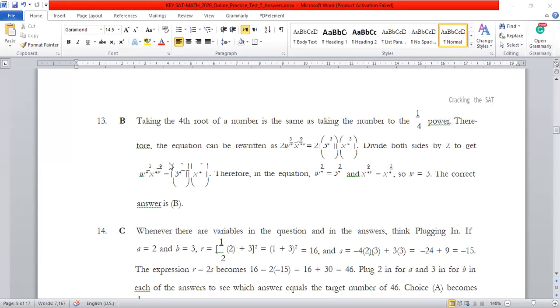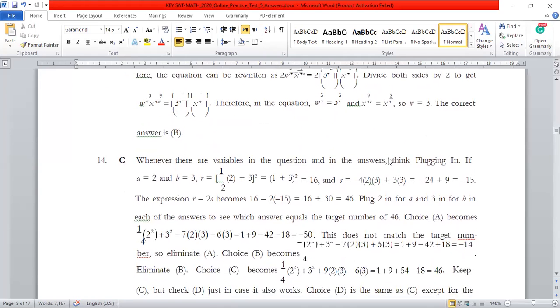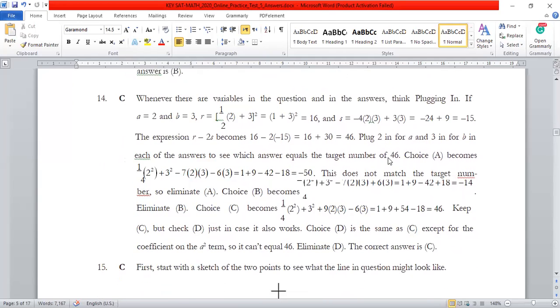Okay, so question number 13, B was the correct answer, and that's why taking the fourth root of a number is the same as taking the number to the 1/4 power. Therefore, the equation can be written this way. Your answer is correct, so no need to explain more.